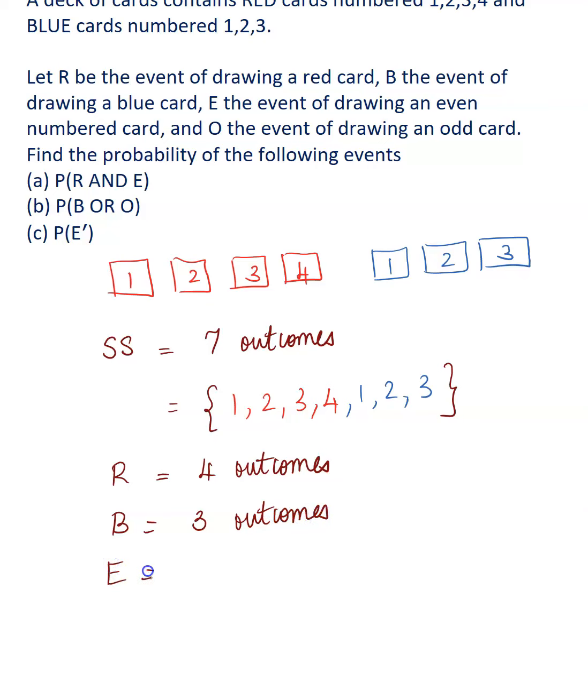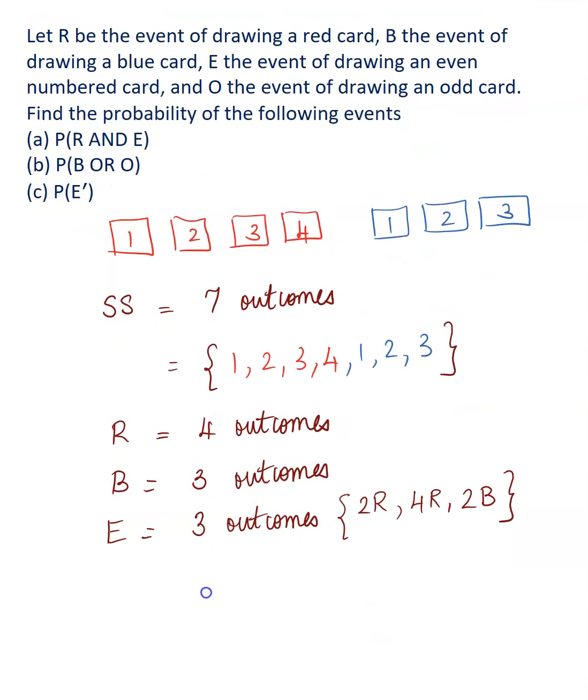E is the event of drawing an even numbered card. So they didn't say anything about the color. It's just an even numbered card. So look here and see, in the red we have 2 of them, the 2 and the 4, and in the blue we have the 2. So we have 3 outcomes. So if it helps again, you want to do the 2 red, 4 red, and 2 blue. That's another way to list it if you're not using colors to differentiate. Okay.